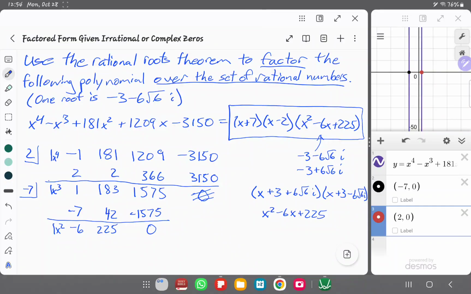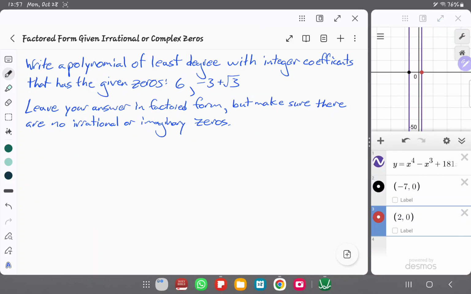And we'll take a look at one more. All right, for this next one, we have these directions. Write a polynomial of least degree with integer coefficients that has the given zeros, 6 and negative 3 plus root 3. Leave your answer in factored form, but make sure there's no irrational or imaginary zeros.